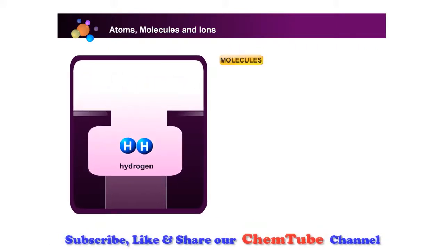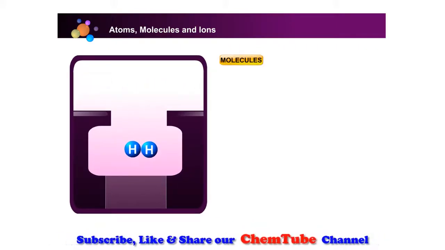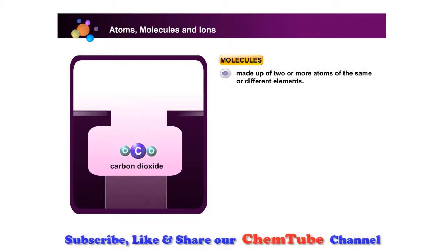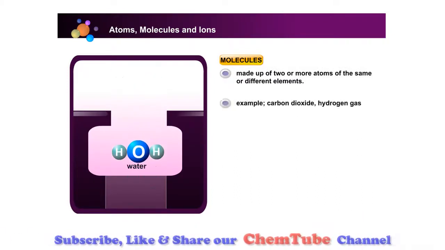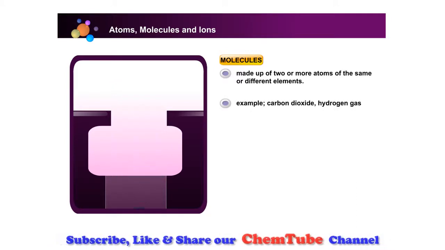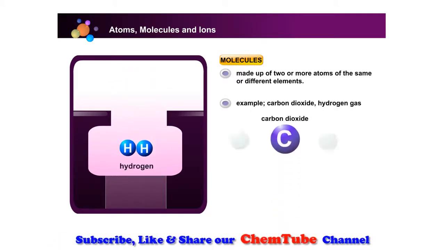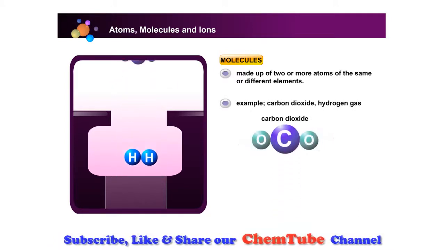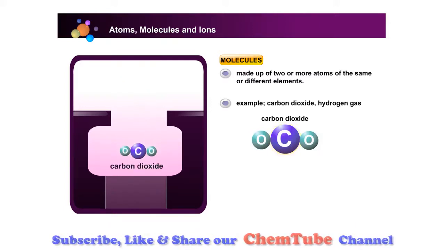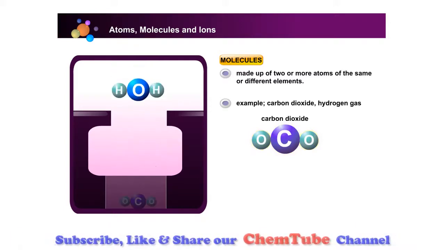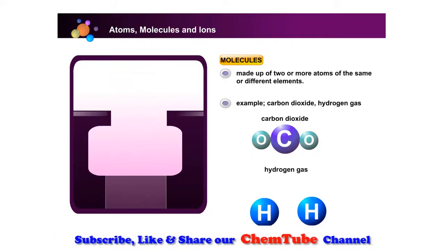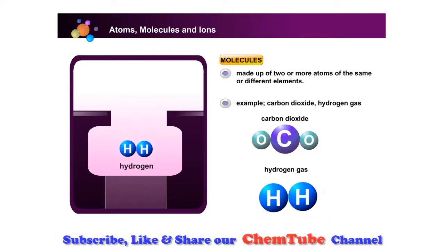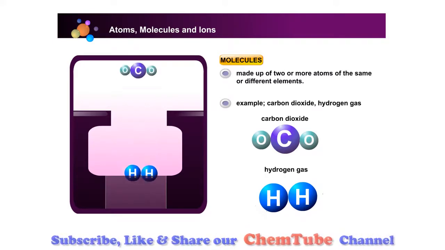These are molecules. Molecules are made up of two or more atoms of the same or different elements. For example, carbon dioxide gas. Carbon dioxide is a molecule which is made up of atoms of different elements: a carbon atom and two oxygen atoms. Another example is hydrogen gas. A hydrogen gas molecule is made up of two atoms of the same element, two hydrogen atoms.